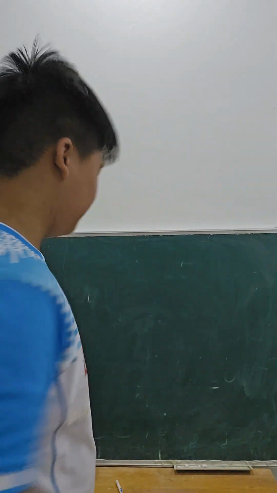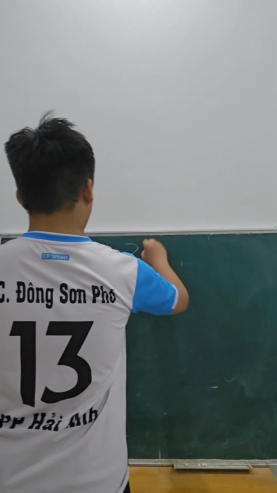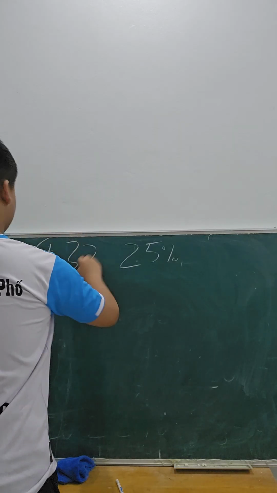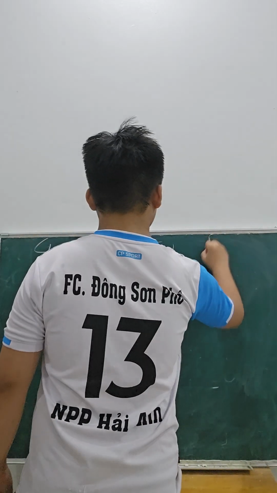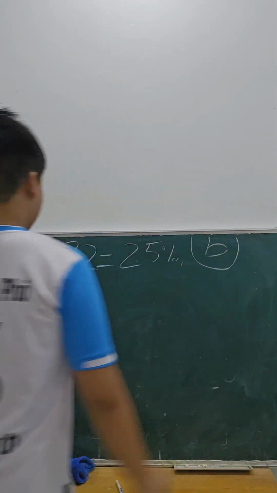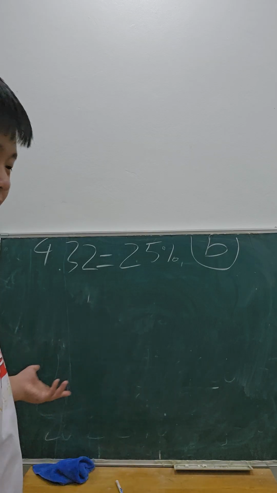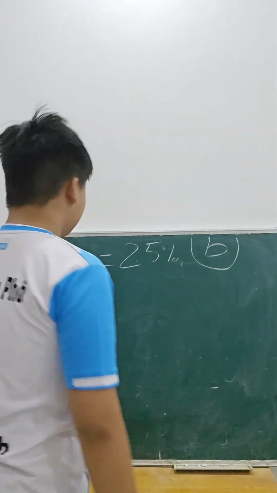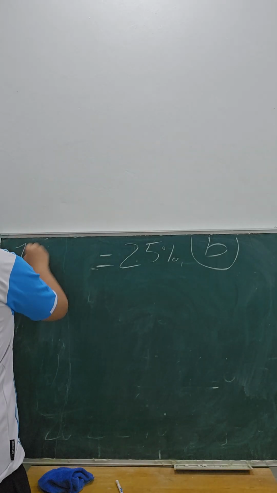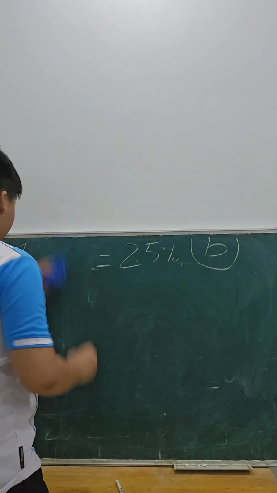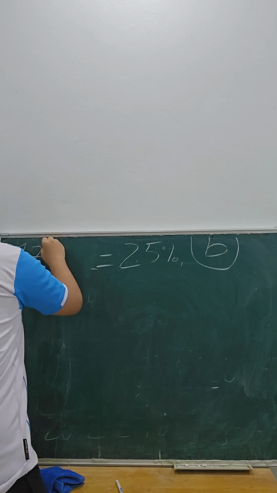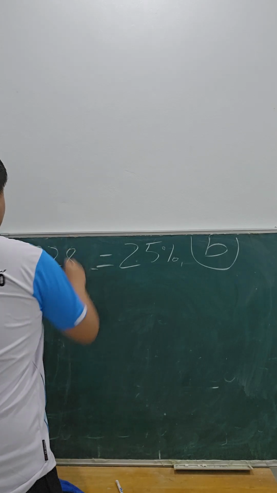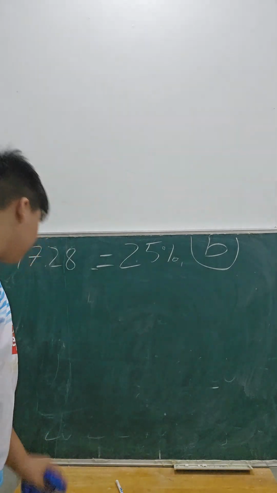And now I'll give you an easier one, with a normal digit, 25%. Much easier. But the number is 4.32. 4.32 is 25% of B, perhaps. So find B. It's very simple. Just multiply with 4, because 25% is 1/4, and multiplying with 4 will give you 100%. So 4.32 times 4, you get 17.28, and B equals 17.28.